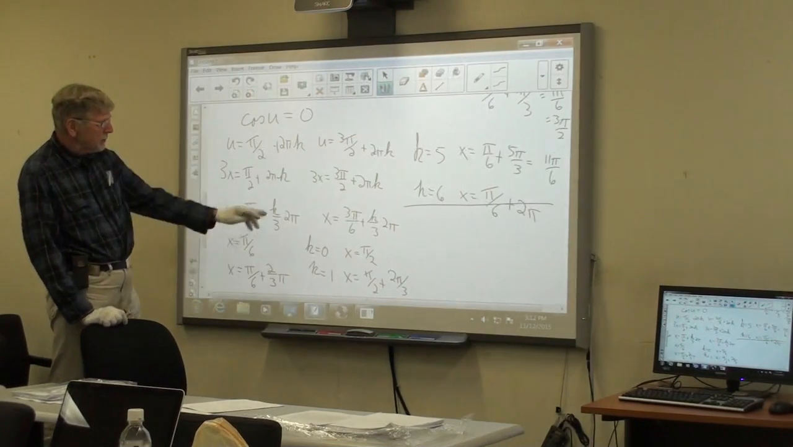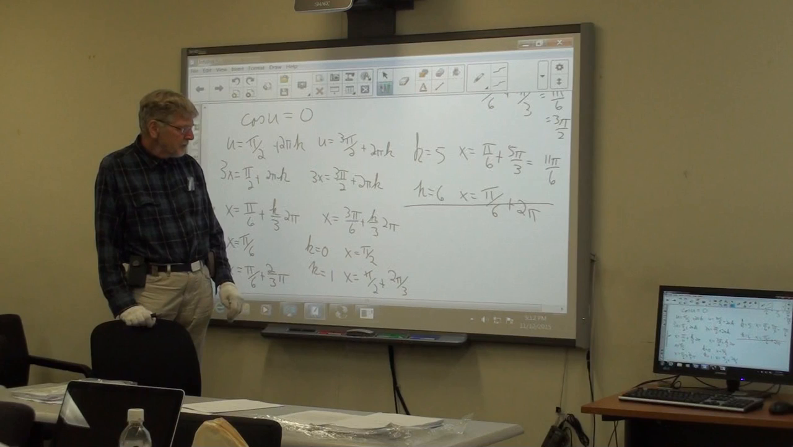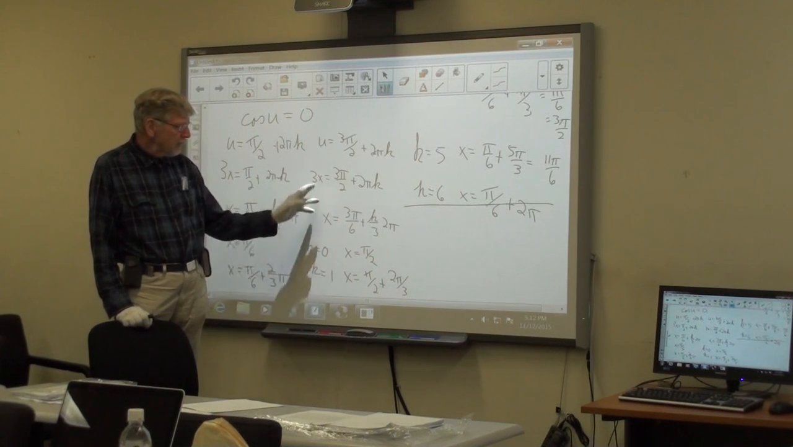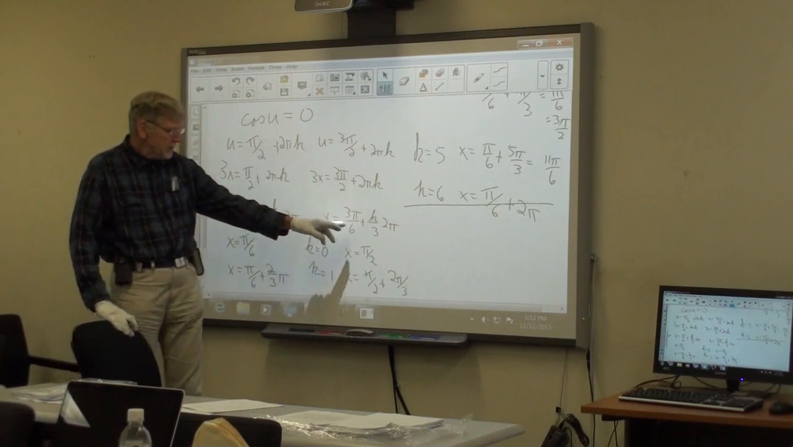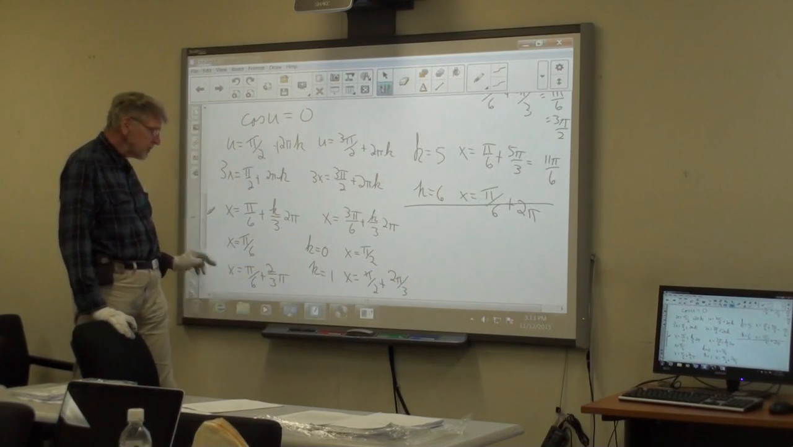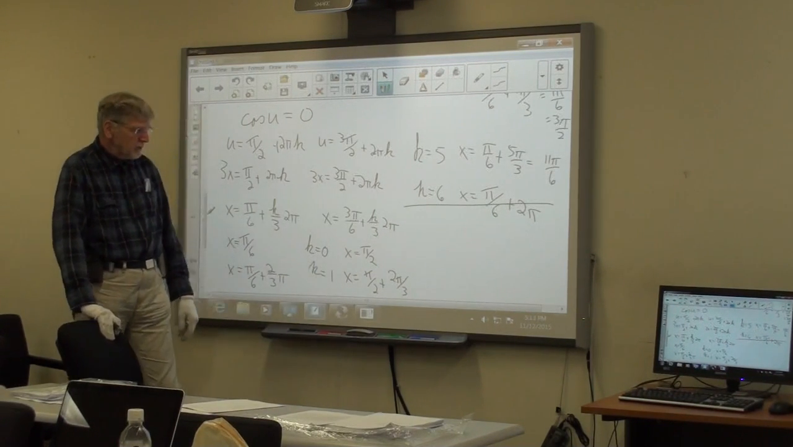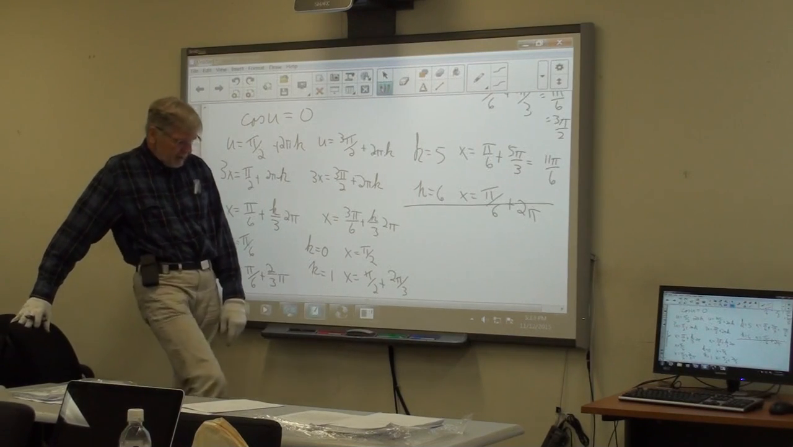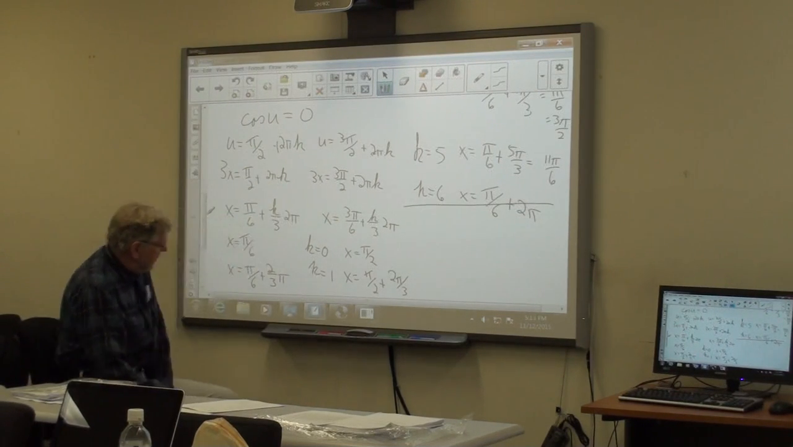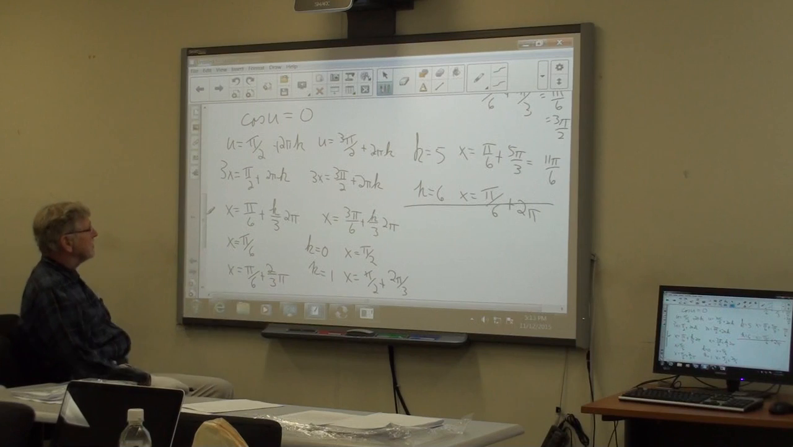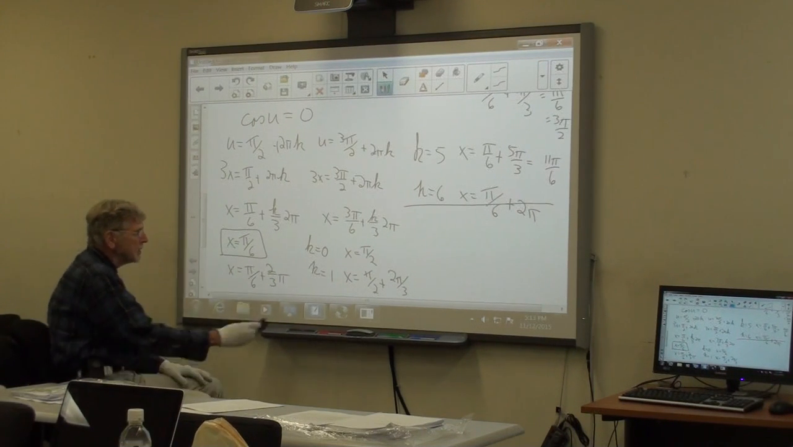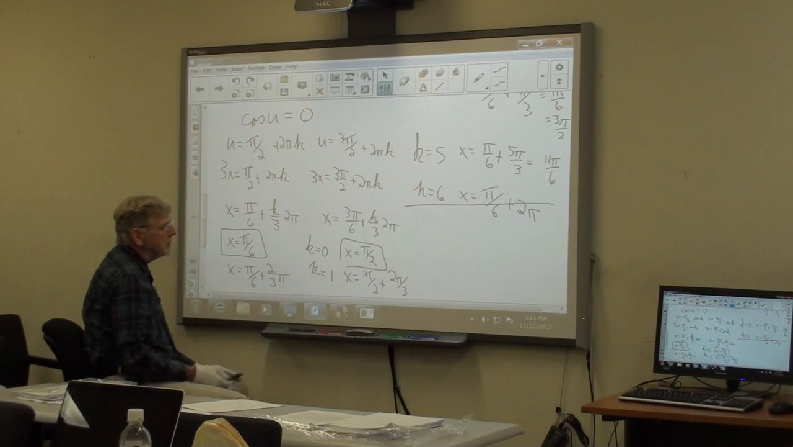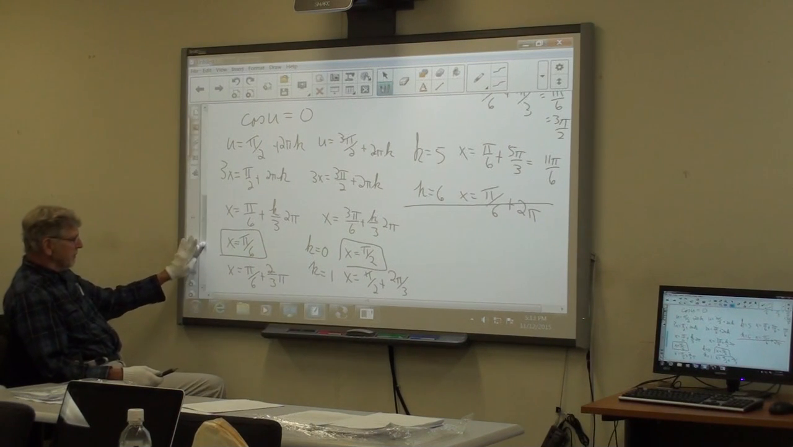If we put k equals 2 in this equation, we're going to get 3 pi over 2 plus 4 pi. We put k equals 3 in this equation, then we get pi over 2 plus 2 pi. So we have exhausted our range. These are our answers. First answer, pi over 6. Second answer, pi over 2.